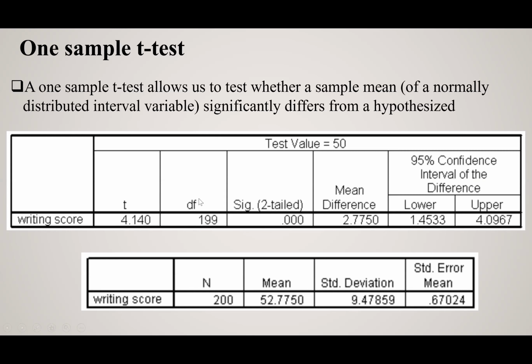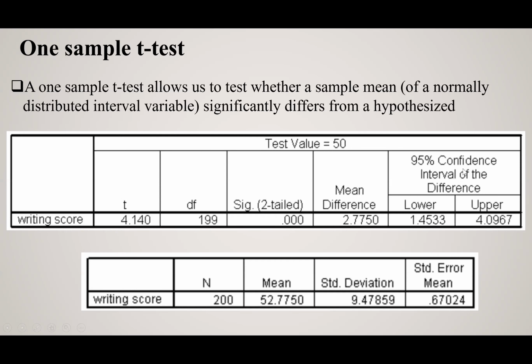Here is the degrees of freedom, which is equal to the number minus one. So the total number of the sample is 200, minus one is 199. The significance level: is it two tail or one tail? The mean difference, and then the confidence interval.